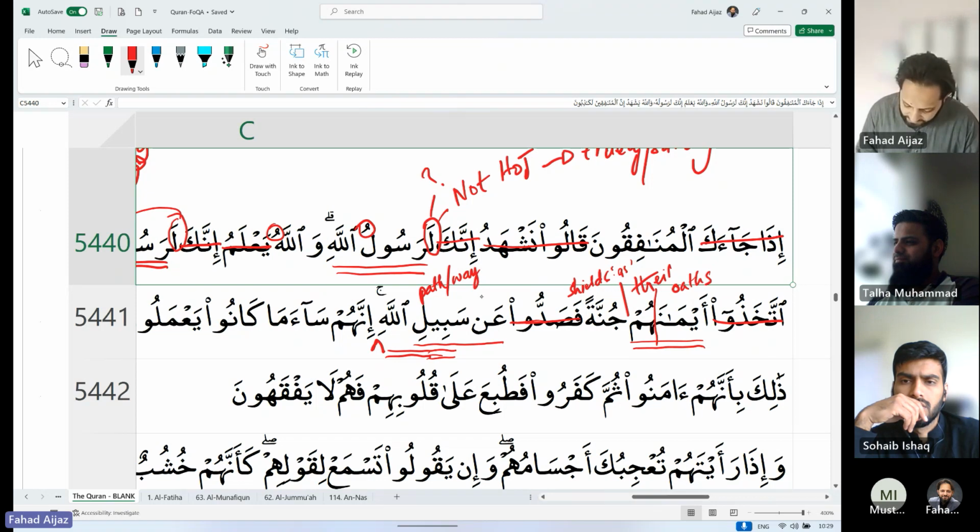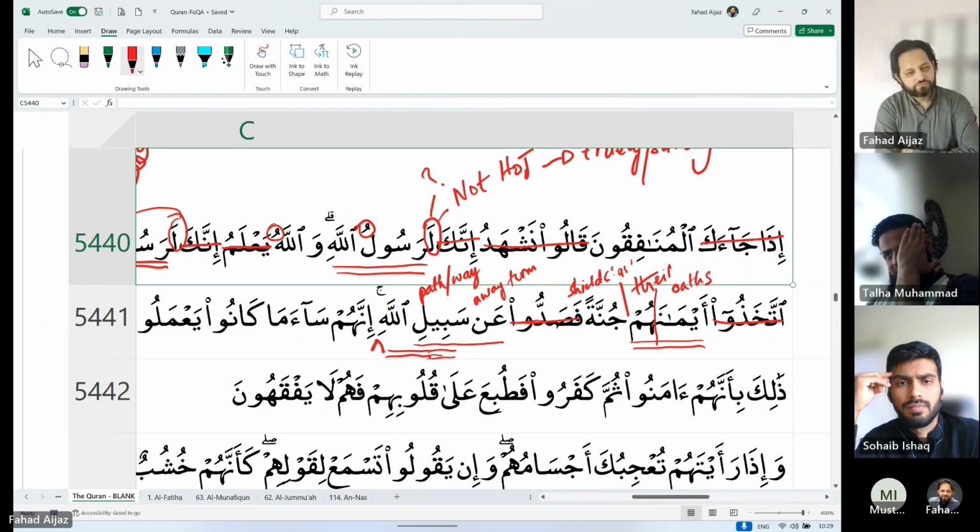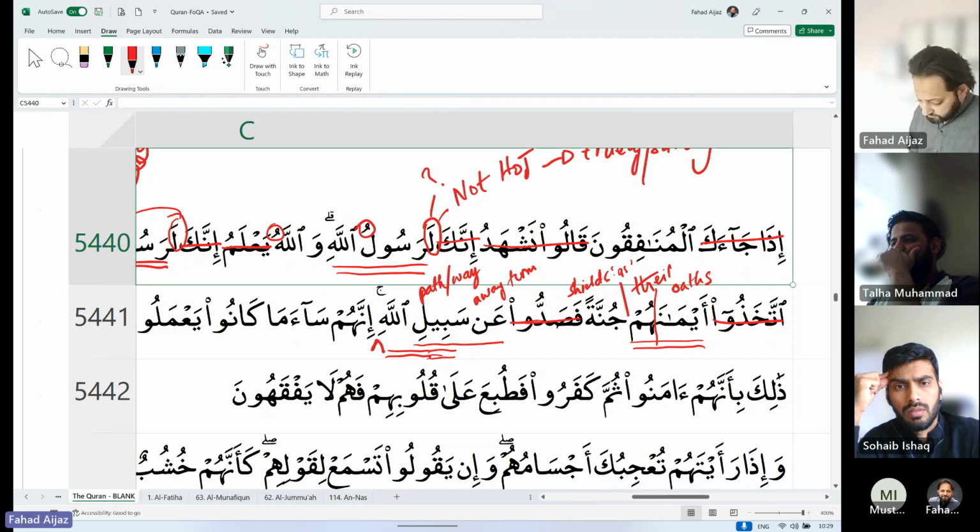Now, if an means away from, can you translate the whole thing? An sabilillahi. Away from the path of Allah. Correct. Away from the path of Allah. Okay. Good. Excellent.